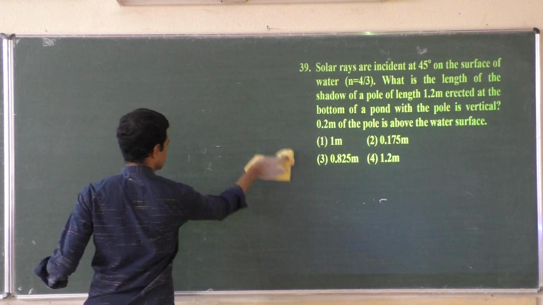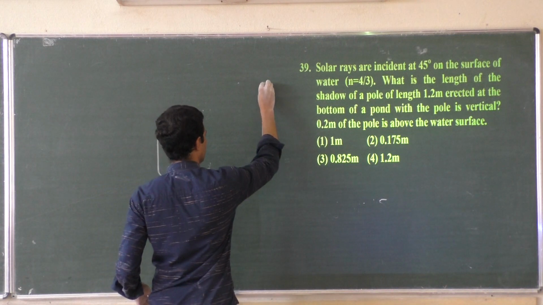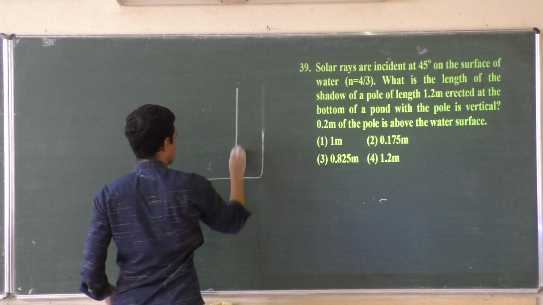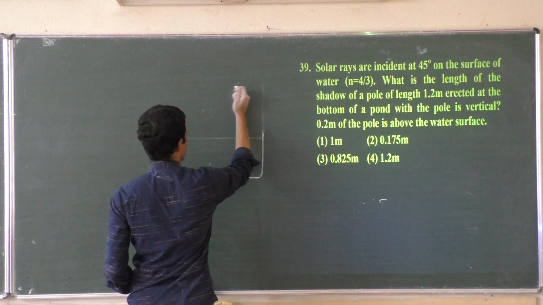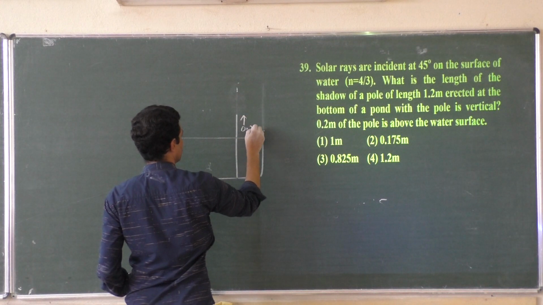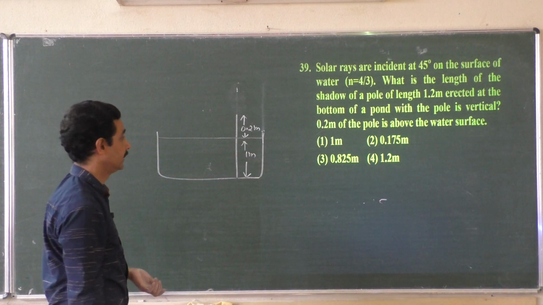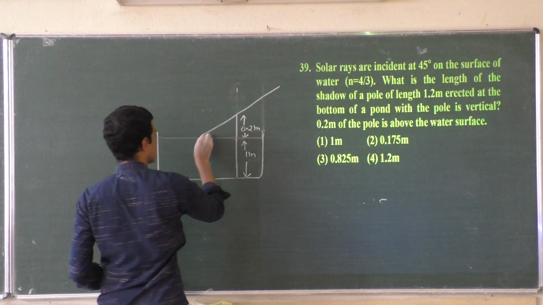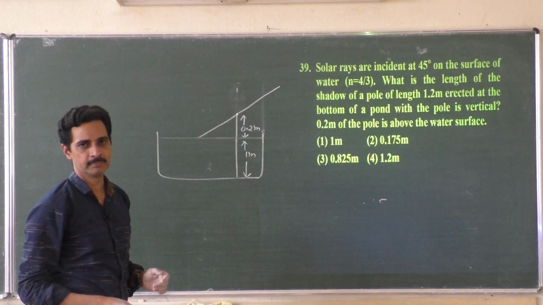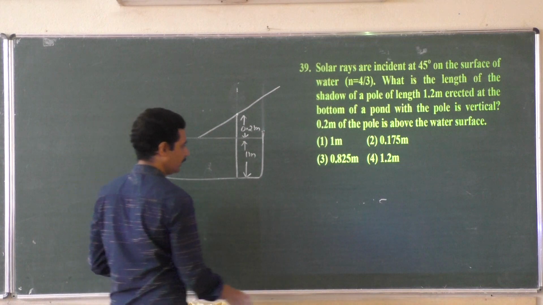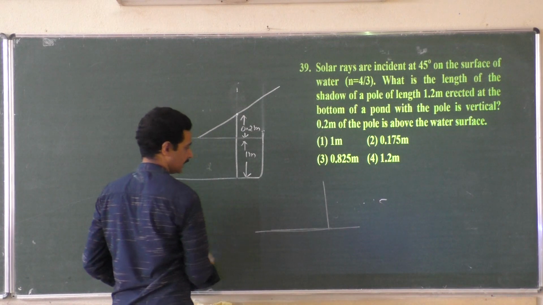It is like this. Here is a pond, and here is a pole with 0.2 meter outside the water and 1 meter below the water, totally 1.2 meter height. And sun rays are falling at 45 degrees on this, right? See the sun ray falling at the top of the pole. Now suppose this pole is on simple land without any water. How much will be the shadow length?